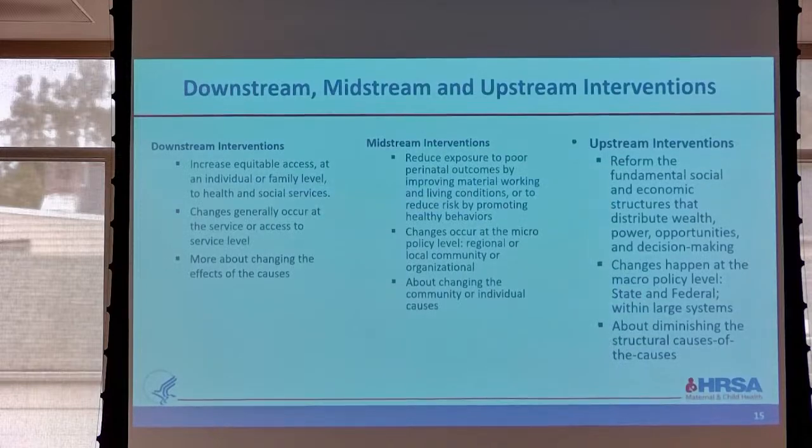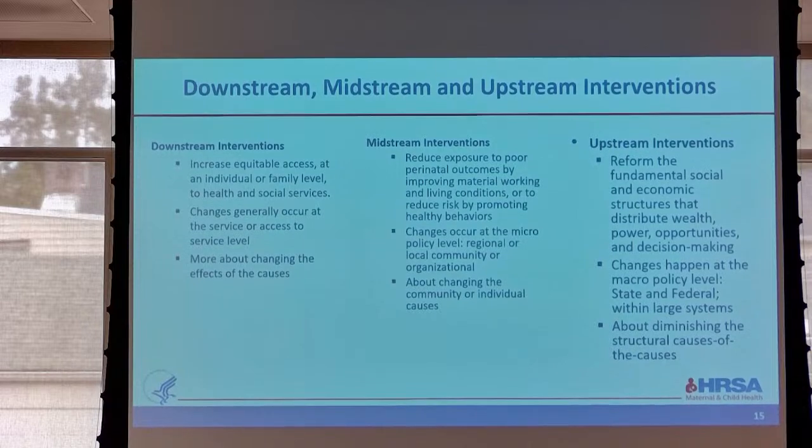Right. So here I want to talk a little bit more about downstream, midstream, and upstream interventions just to further ground you in what we mean by this with respect to infant health equity. A downstream intervention would be increasing equitable access at the individual or family level to health and social services, right? So you all do that here.